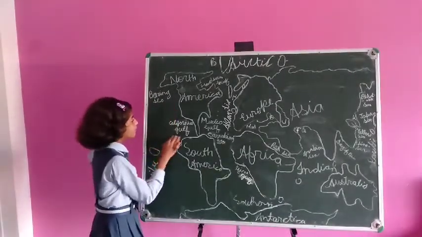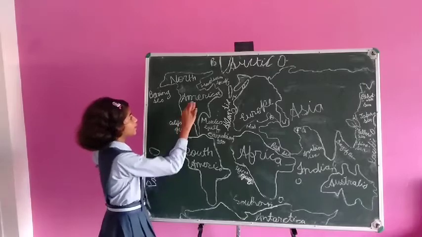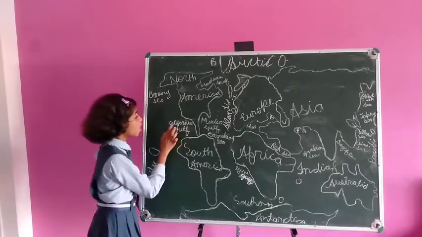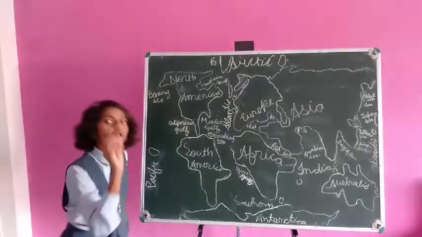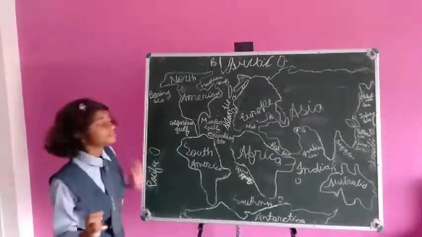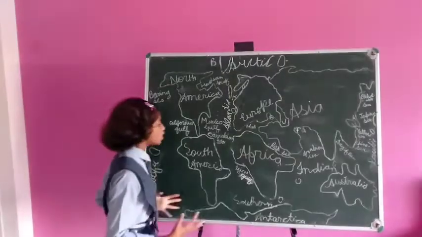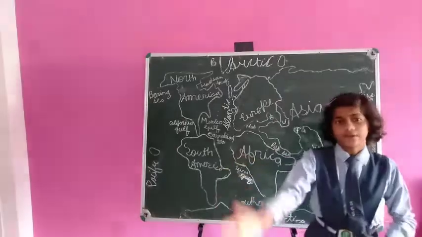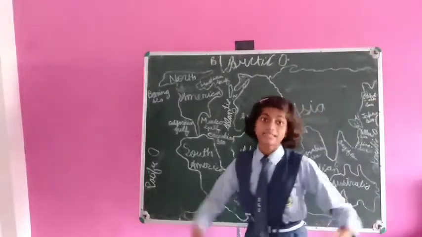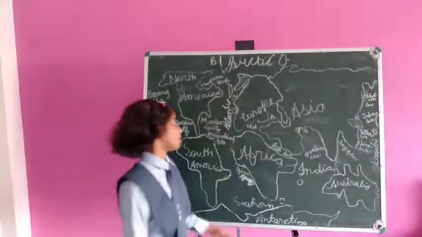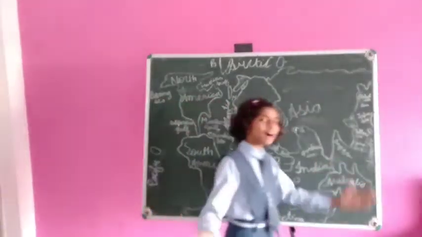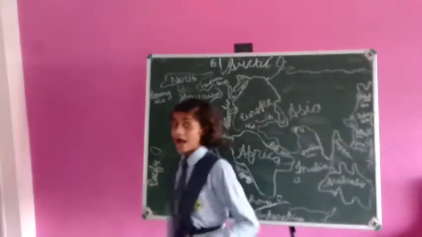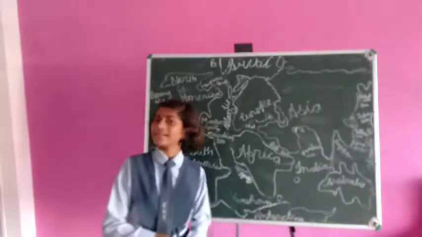And at the downside, when we come here, where America and Mexico are present, near America and Mexico, the Gulf of California is also located. So these are some important seas of the Pacific Ocean. I think that now you all must have understood about the Pacific Ocean very easily.